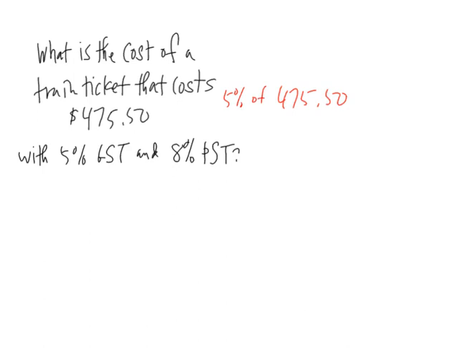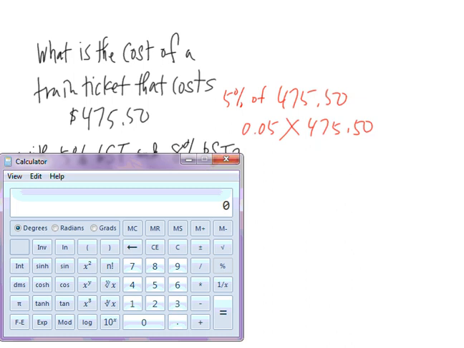So I can do it in one step or I can do it in two steps. We talked about that. Let's do this part in two steps. What is 5% of 475.50? 5% of that, decimal 0.05, 5% of 475.5 is $23.78. I'm going to round up. So this is the GST that I'm going to pay for that train ticket. Right? I have to pay that much money.